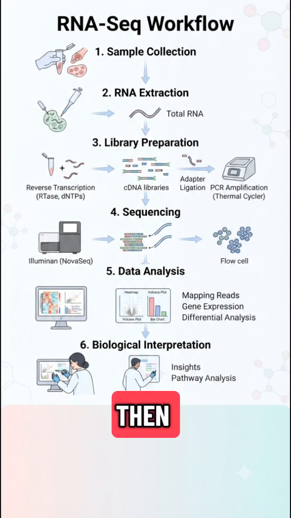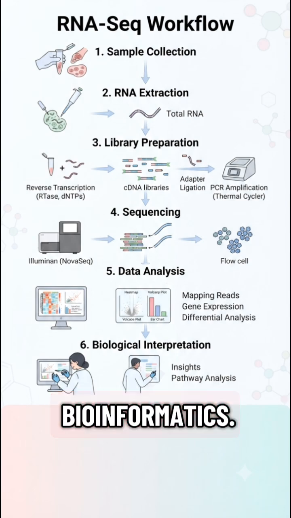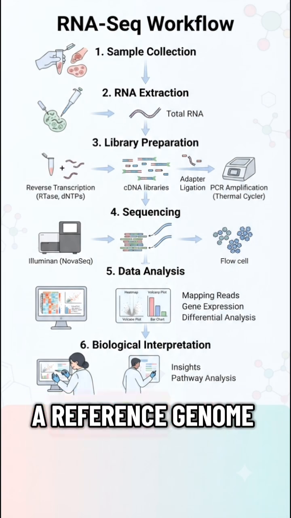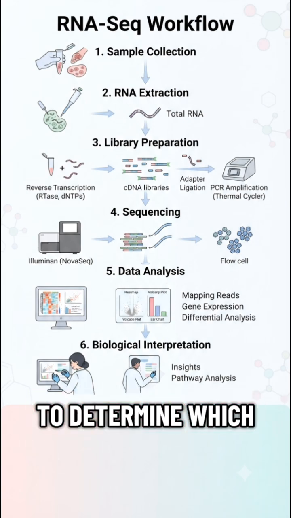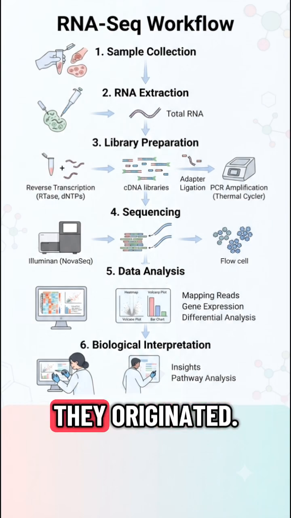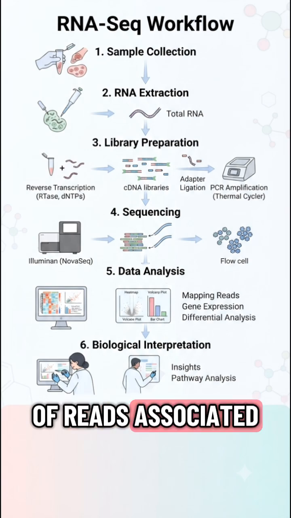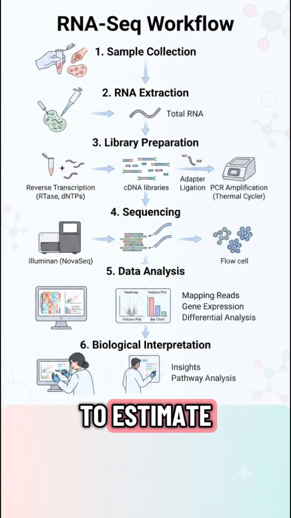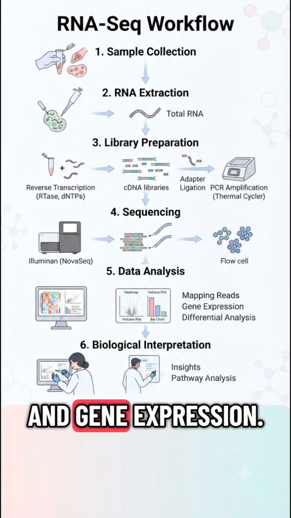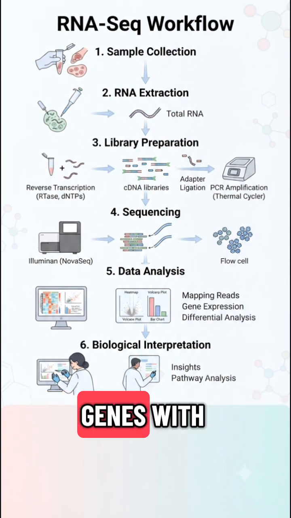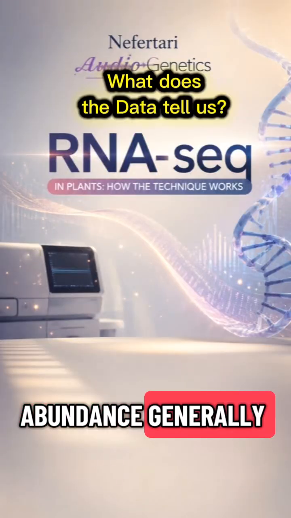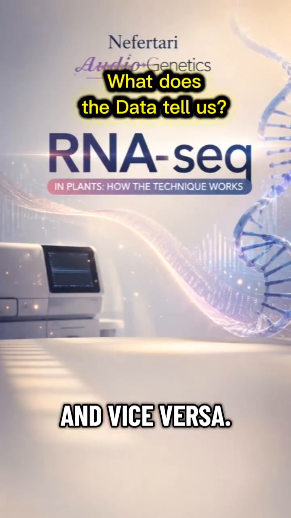These reads are then analyzed using bioinformatics. They can be aligned to a reference genome or transcriptome to determine which genes or transcripts they originated from. The number of reads associated with each gene is then used to estimate transcript abundance and gene expression. Genes with higher transcript abundance generally produce more reads and vice versa.